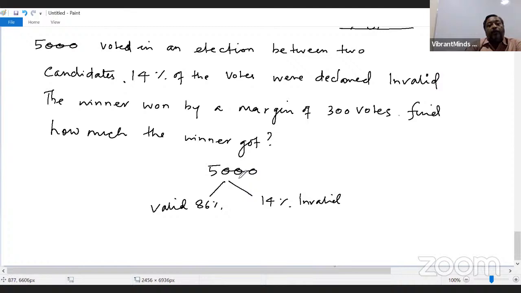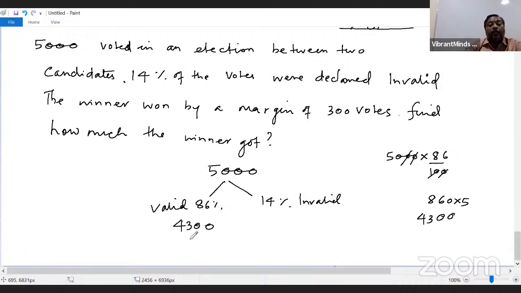86% of 5,000 is how much? So it will be 5,000 into 86 upon 100, 00 cancelled. So it is 86 into 50. And that is 0, 5 6s are 30, 3, 5 8s are 40, and 3, 43. So total valid votes is 4,300.